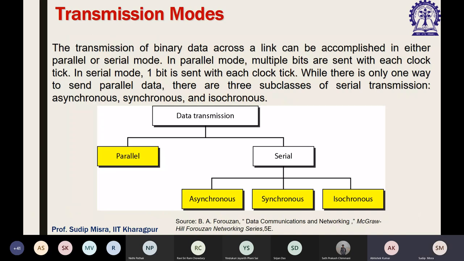So let us go ahead and try to understand this. When we are talking about the transmission of this kind of data, binary data, zeros and ones, across a link connecting two computers, this can be done in either the parallel mode or the serial mode. In the parallel mode, you send multiple bits with each clock tick, whereas in the serial mode, only one bit is sent at each clock tick.